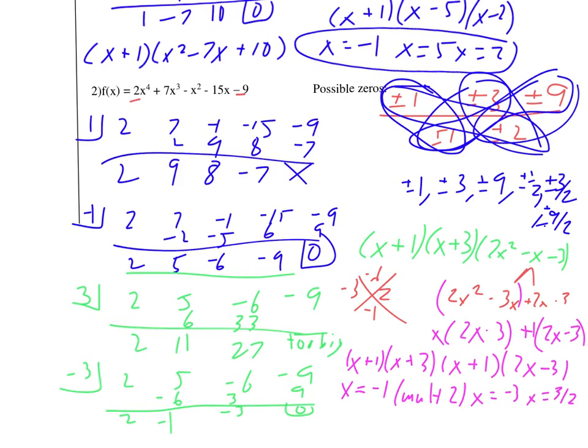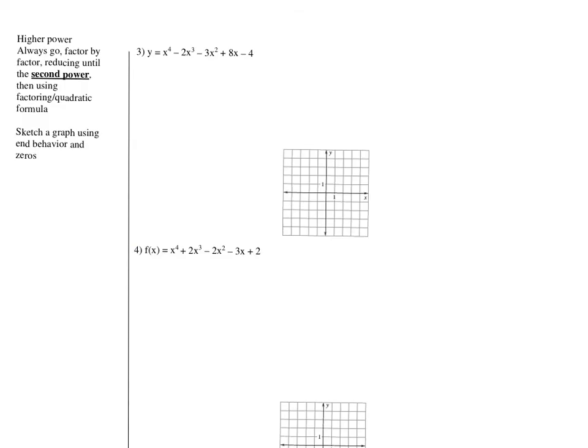You'll notice that that 3 over 2 that I found over here by factoring, and the -1 I found by factoring, were in fact in my original list of rational zeros. All right, next up here we got number 3.